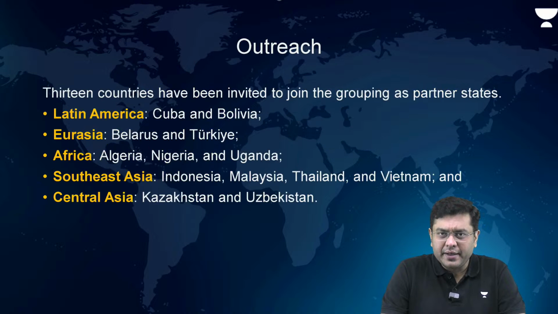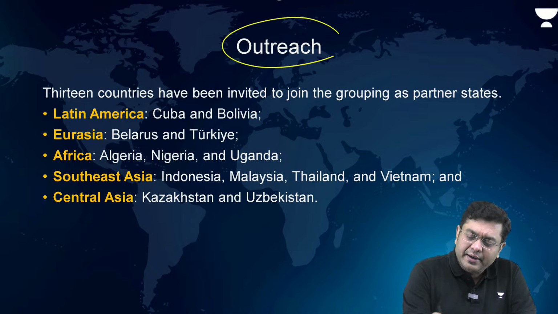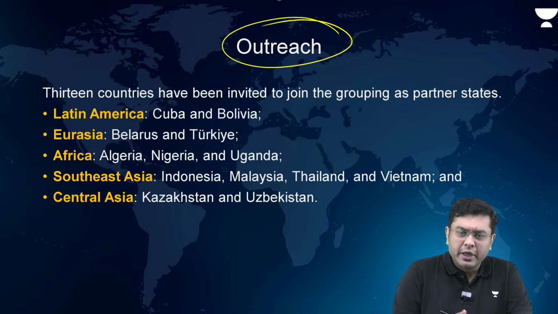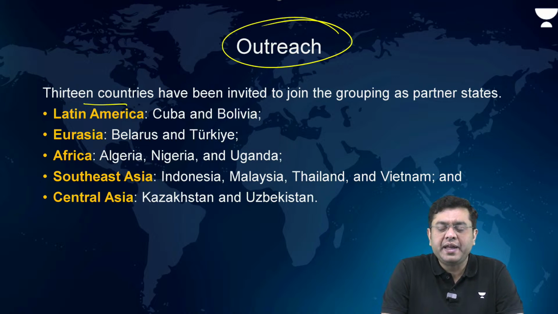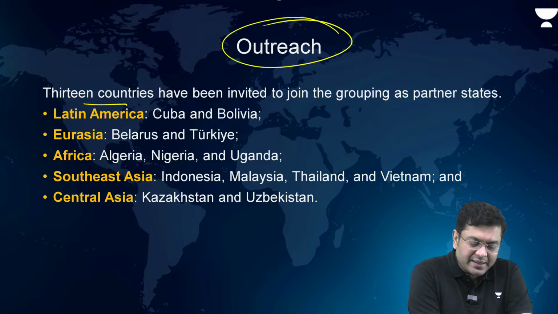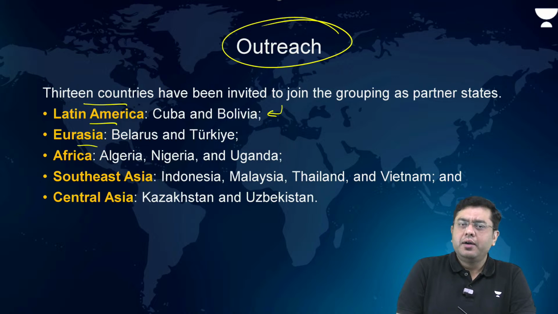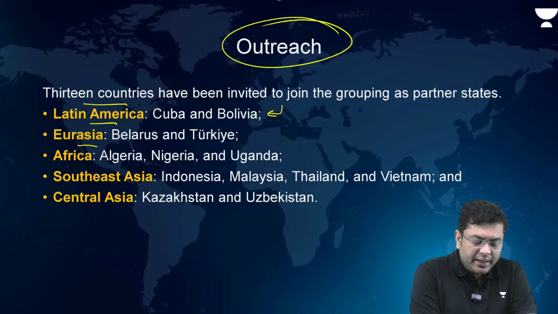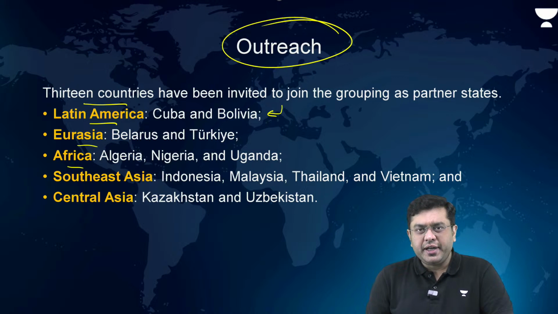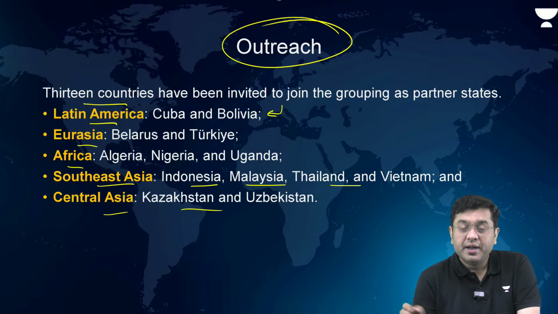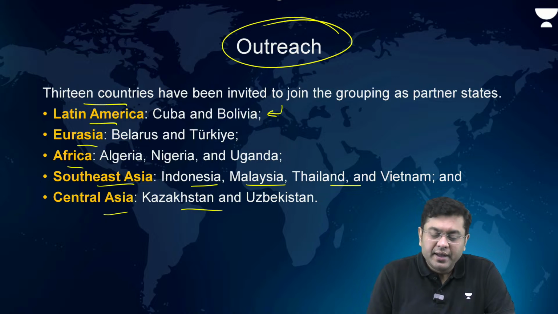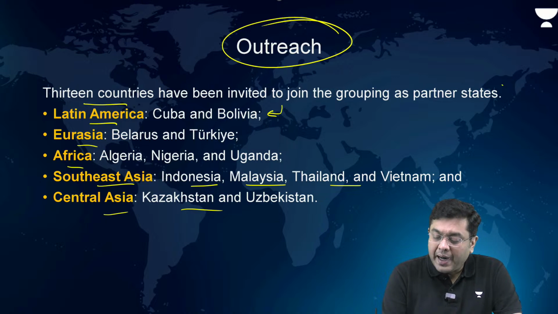Now, in the case of the partner nations, that is where it talks about the outreach of the BRICS. Basically here, 13 countries have been invited to join the grouping as partner states. From Latin America, Cuba and Bolivia. Eurasia, Belarus and Turkey. Africa, Algeria, Nigeria and Uganda. Southeast Asia, Indonesia, Malaysia, Thailand, Vietnam, and from Central Asia, Kazakhstan and Uzbekistan. These are the new partner states.